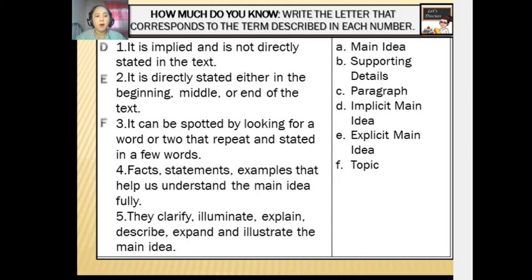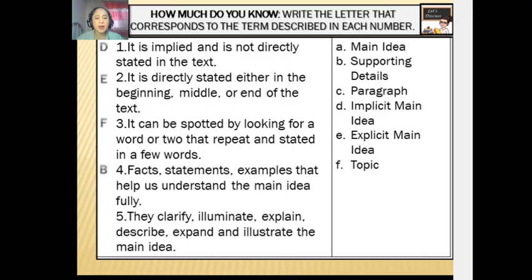How about number 4? Facts, statements, examples that help us understand the main idea fully. What do you think is the answer for number 4? Take note, there's a helping word there, which is help us. Yes, you're right. It's letter B, supporting details.